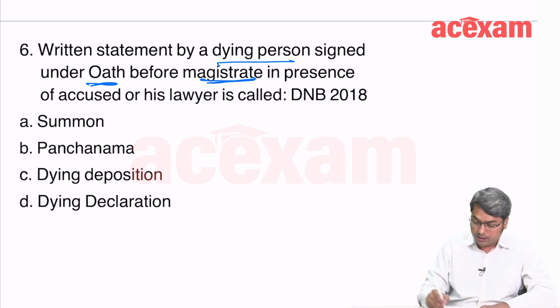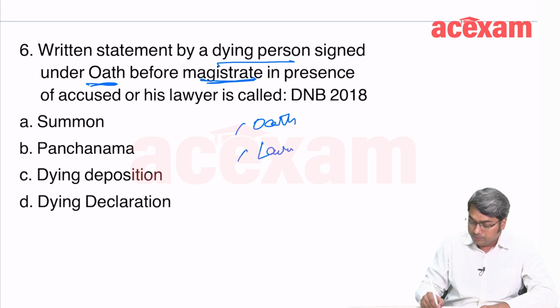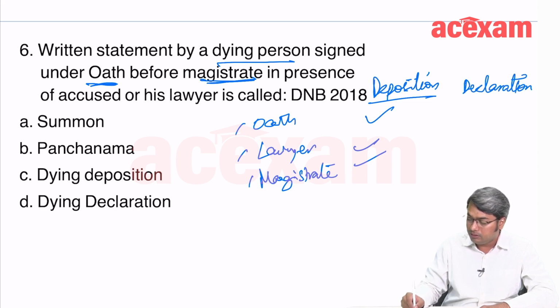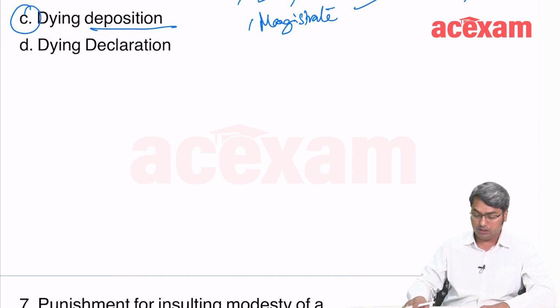So all these processes, oath, lawyer, magistrate, all these processes are to be followed in case of deposition, whereas declaration, dying declaration, none of this is followed. Okay, so the answer is dying deposition.